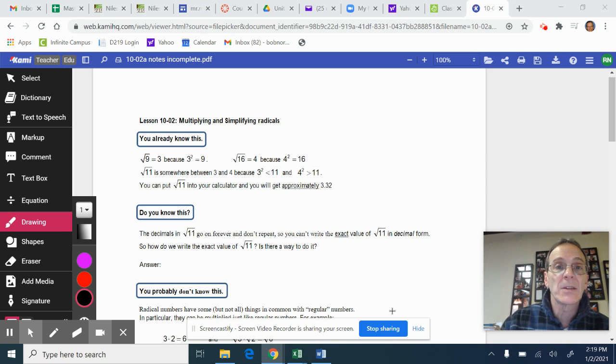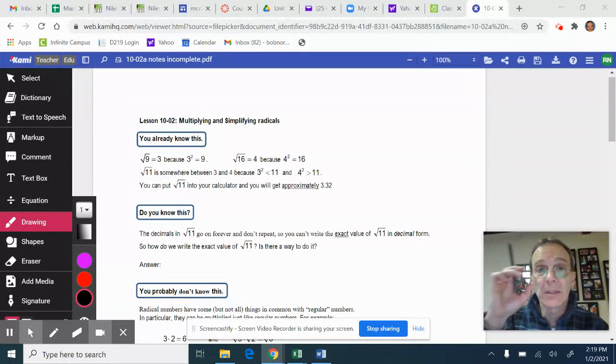All right, lesson 10-2. Here's something you already know. You know that the square root of 9 is 3. I know you don't need a calculator for that. And you know why the square root of 9 is 3. It's because 3 times itself is equal to 9, or 3 squared is equal to 9. You know the square root of 16 is 4 because you know that 4 squared is equal to 16.